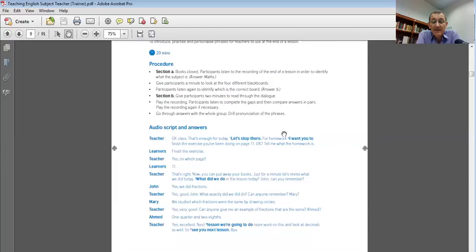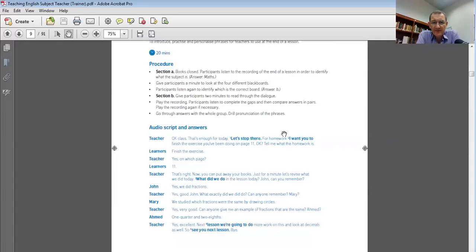The next step, give participants a minute to look at the 4 different blackboards. Participants listen again and identify which of these 4 blackboards is the one in the recording. The answer is B. Again, don't allow participants to shout out their answers. Don't allow them to shout out their ideas. You want everybody to have time to think and reflect.